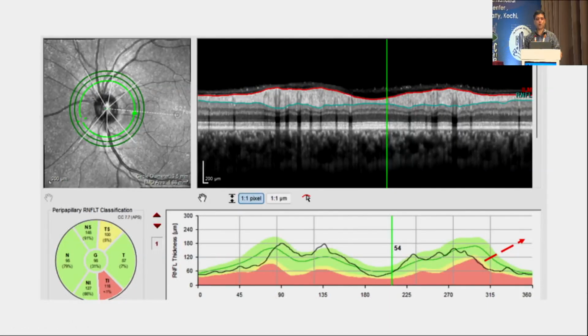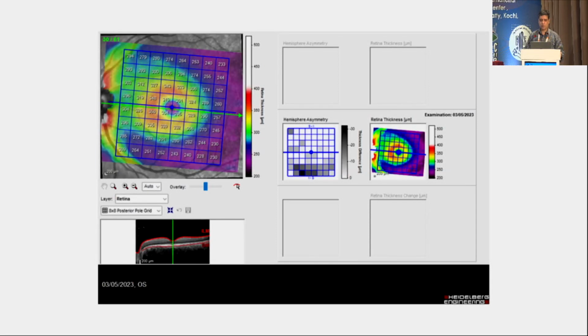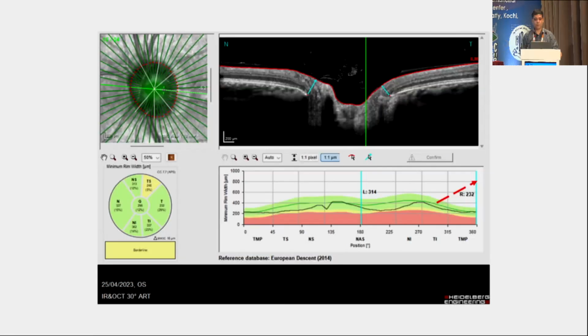But then this is the problem. You look at the OCT, you find that there is an infratemporal dip on the Tisnet graph. And I repeated these scans twice. The circle scans at various levels, 4.1, 4.5, all are showing this infratemporal dip. And you look at the posterior pole GCL thickness analysis also shows an early inferior arcuate thinning, but the minimum rim width is normal.